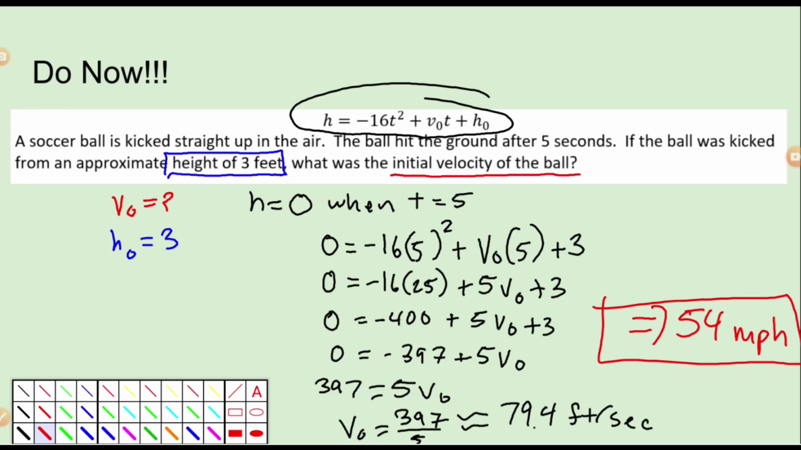Now, I always wonder how fast the pros kick. So if you can kick a ball in the air and it stays in the air for 5 seconds, probably from a height of about 3 feet, then you probably kick the ball around 54 miles per hour. Pretty interesting.